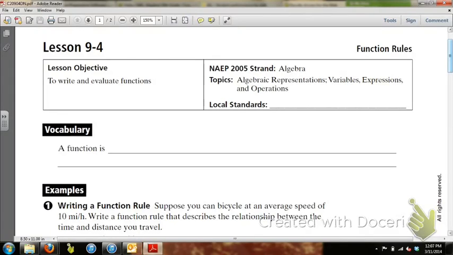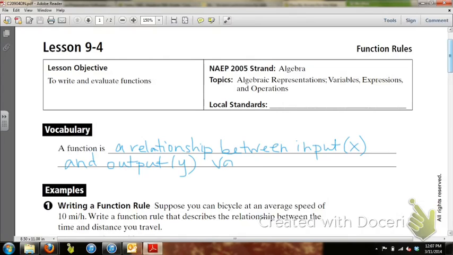In Lesson 9.4, we're going to talk about function rules. So it helps to know what a function is. Well, a function is a relationship between input, which we're going to call x, and output, which we're going to call y, values. Okay, so let's take a look at some examples.